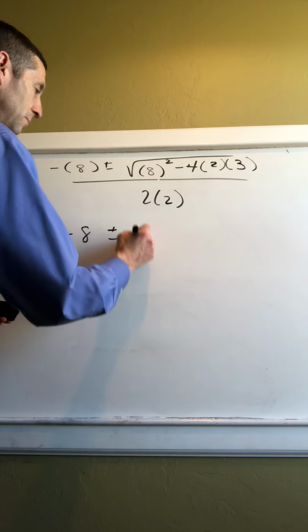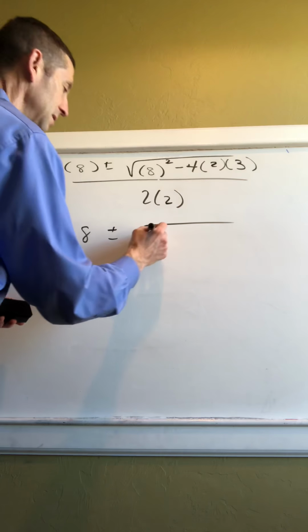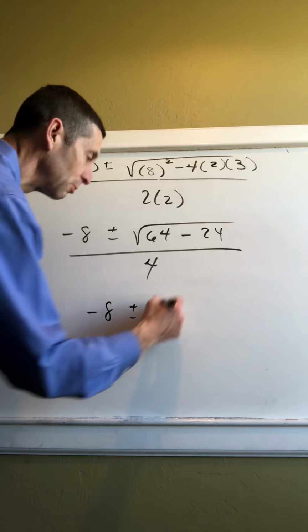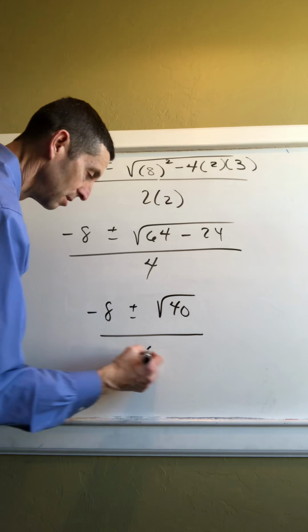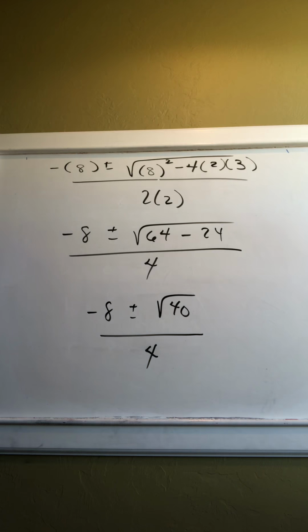Negative 8 plus or minus the square root of 8 squared, that's 64. And then we've got to do 4 times 2 times 3. I believe that 8 times 3 would be 24. All this is over 4. All right, here's what we're looking at. Underneath here, we've got to clean up 64 minus 24, and this is where the trouble runs in. So we've got a little bit of an issue right here: a square root of 40, not a nice number.